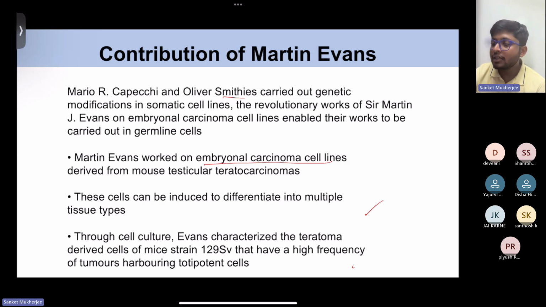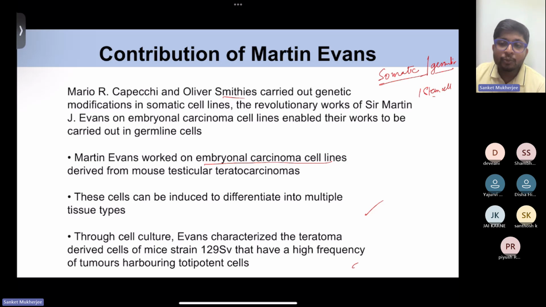Now, you would ask why doing any kind of genetic modification in a somatic cell doesn't make any sense. If you know the difference between a somatic cell and a germline cell or a stem cell, what is the difference between these cells? Somatic cells are all those cells which are not involved in any process of reproduction, right? These are basically somatic cells. These are normal cells which are present in your skin, your liver, all the other organs. All these cells are somatic cells.